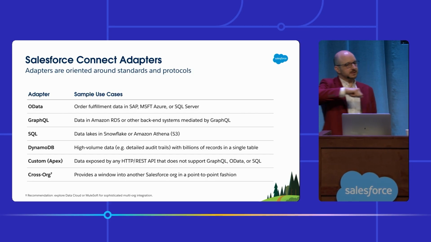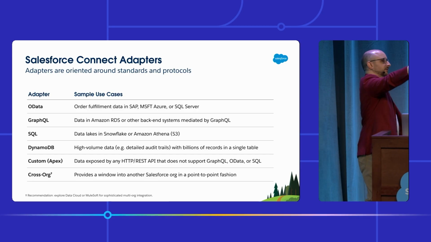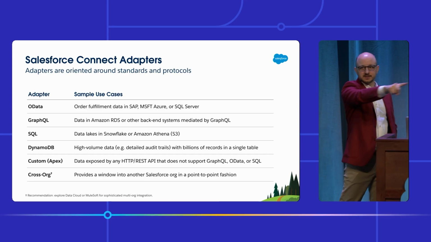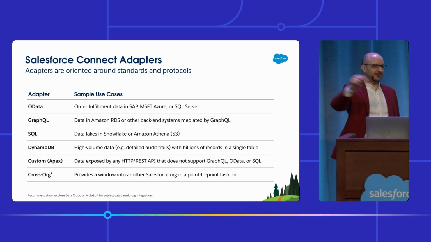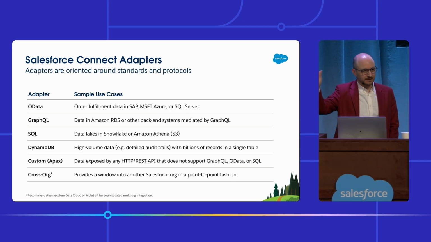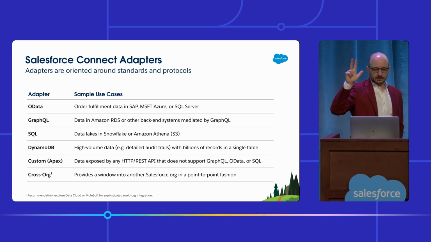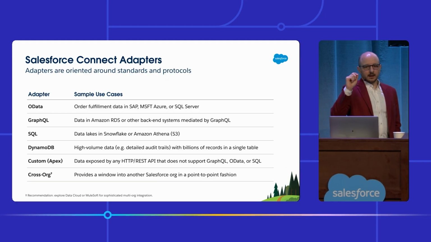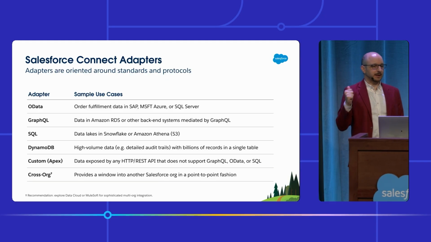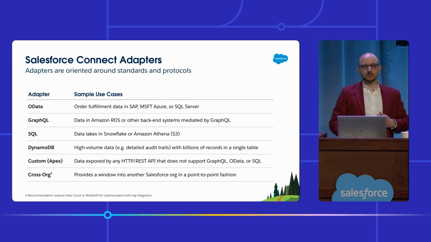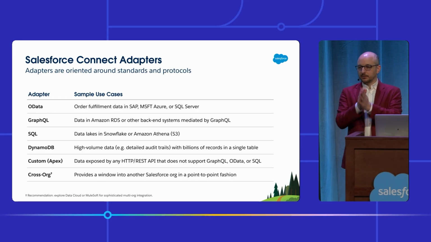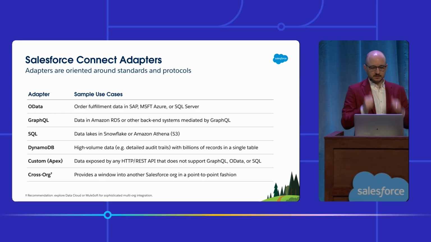We made a lot of investments with our pals at AWS, who have a giant booth right behind you in case you didn't notice it, and our friends right there in the audience as well. So we got Dynamo, Athena, RDS, by way of GraphQL. If those don't work for you, you can write custom Apex code to access any REST API, okay, and pull the data in that way. And we'll talk a little bit about that.